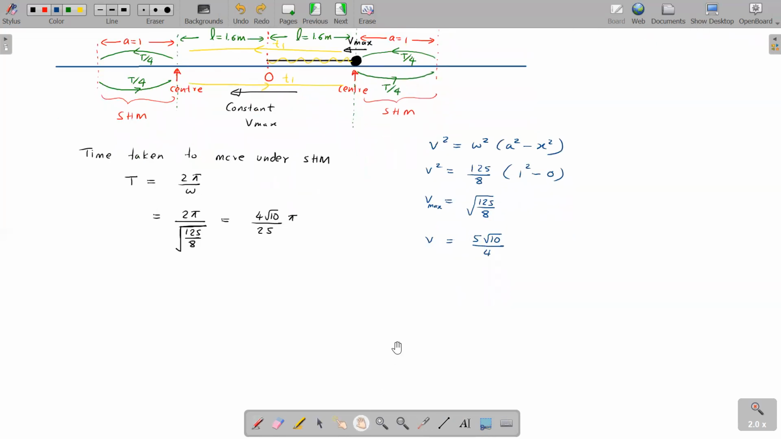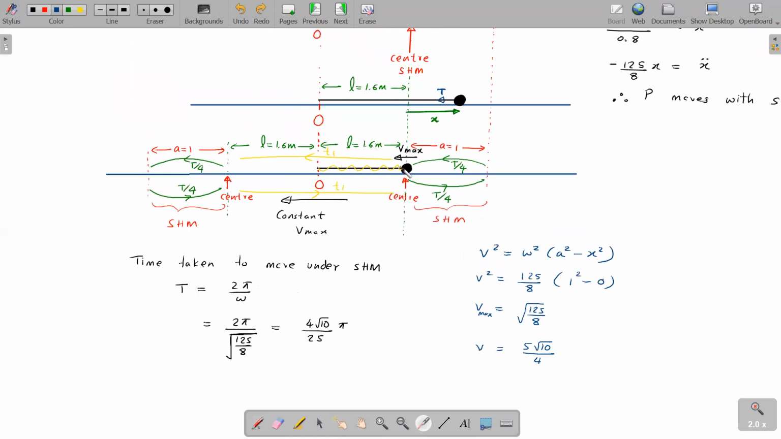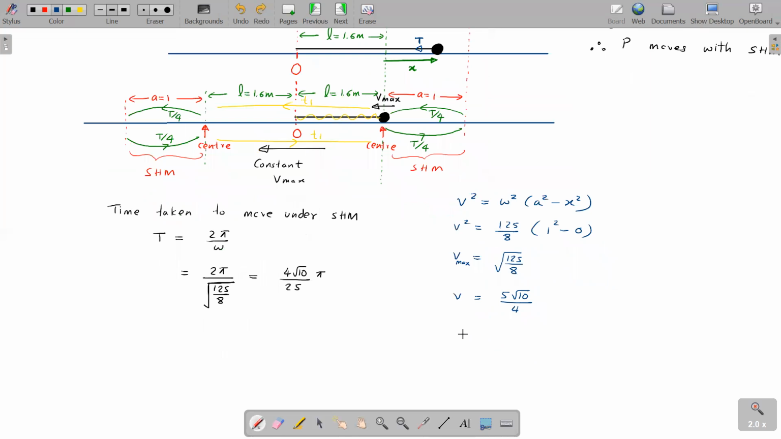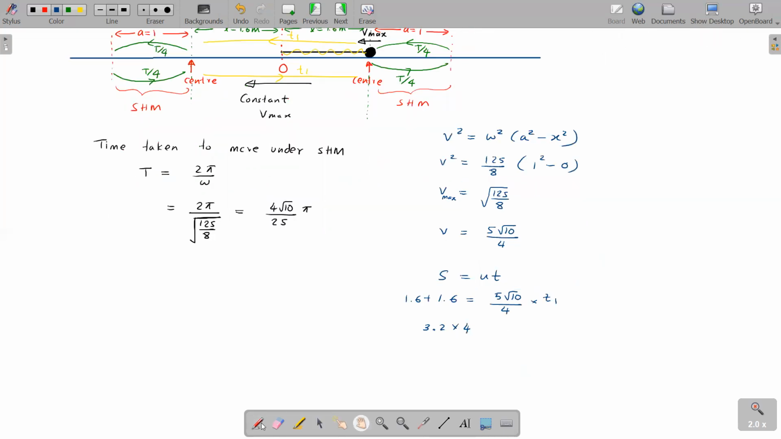That's Vmax. And what about the time taken? With this velocity, how much of a distance are we traveling to apply S equals UT? 1.6 plus 1.6 for one journey. So S equals UT. So S is 1.6 plus 1.6, right? For one journey on the way it's coming. So U is 5 root 10 over 4 into T1. So 1.6 plus 1.6 is 3.2 into 4 over 5 root 10 equals T1.